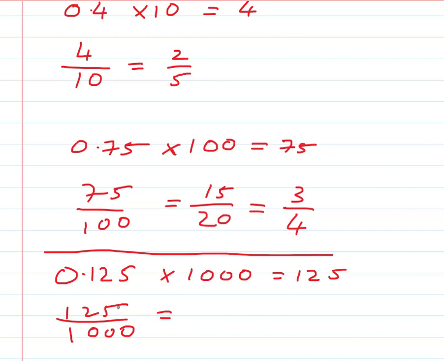Unless you're a genius, nobody knows their 125 times table, but I know that both numbers end with a 5 or a 0, so that gives me a clue that they can both be divided by 5. So 125 divided by 5 makes 25. 1,000 divided by 5 makes 200. Again, they both end in a 5 or a 0, so I can divide them again. Let's divide both by 5. You end up with 5 over 40, and you can divide them by 5 again, and you end up with 1 over 8. Okay, so if you got that, that's brilliant.